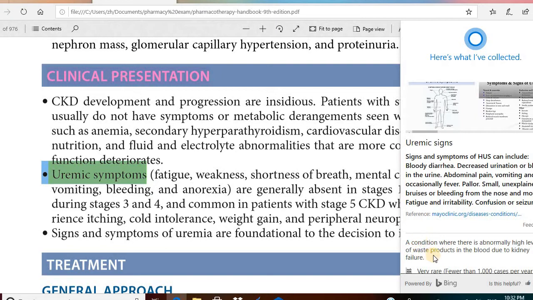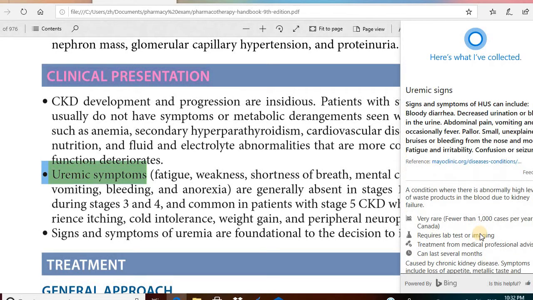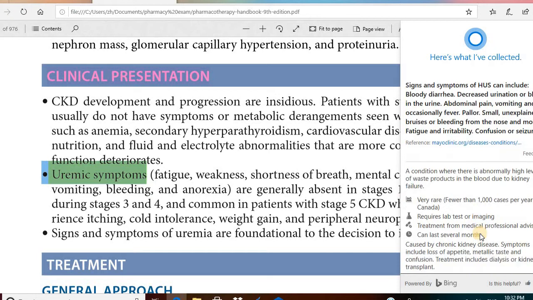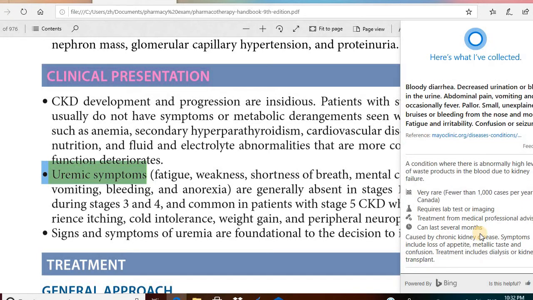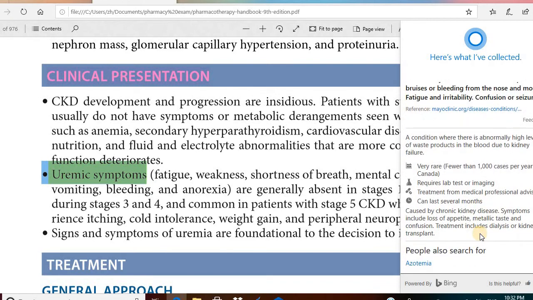So you can see here they are defining the uremic condition, a condition where there are abnormally high levels of waste products in the blood due to kidney failure. So this is all about uremia. It's a condition when there are abnormally high levels of waste products in the blood due to kidney failure, and it very rarely requires lab tests or imaging. Treatment from medical professional advice can last several months, caused by chronic kidney disease. Symptoms include loss of appetite, metallic taste, and confusion. Treatment includes dialysis or kidney transplant. So this is uremia.